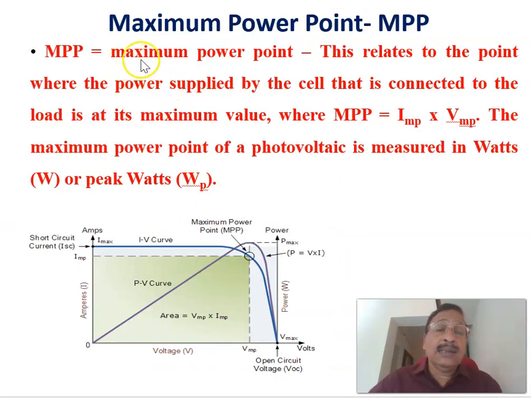As we have already seen, the maximum power point relates to the point where the power supplied by the cell that is connected to the load is the maximum value. The product of IMP and VMP equals P max, that is the maximum power output, in watts, and it is indicated as WP in the specification sheet. It will be represented as WP. That is the product of VMP and IMP.